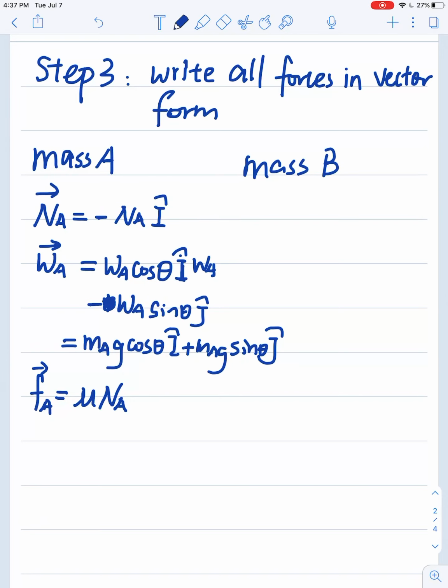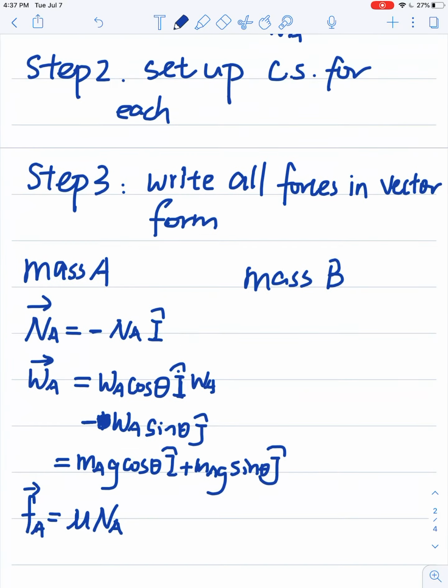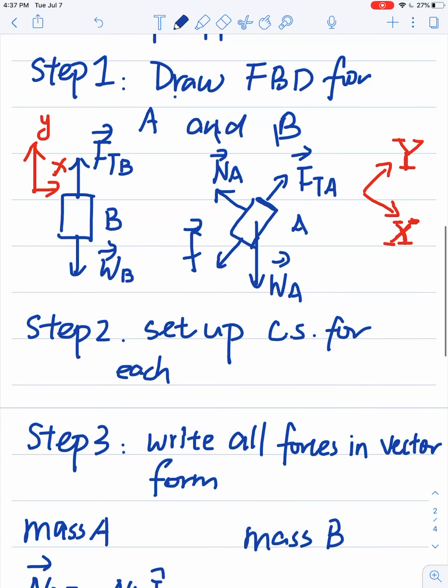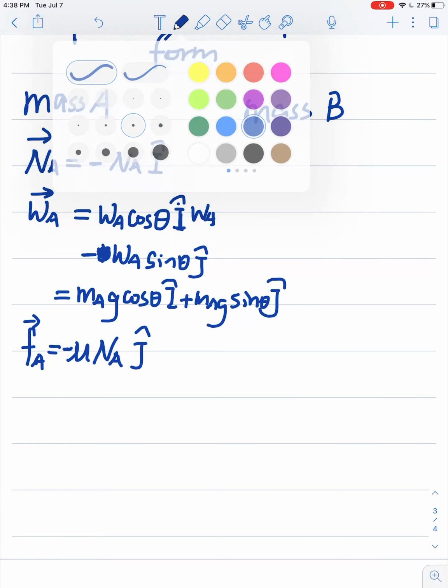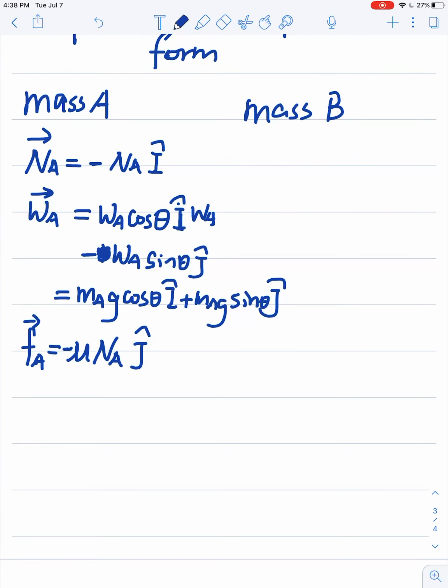This force, it's a vector form, so we need to add a direction, which is unit vector. If we come back to the figure, friction force has the opposite direction as y. So here we need to make sure we add a negative sign, and here is our big J. Okay, this is the friction force.